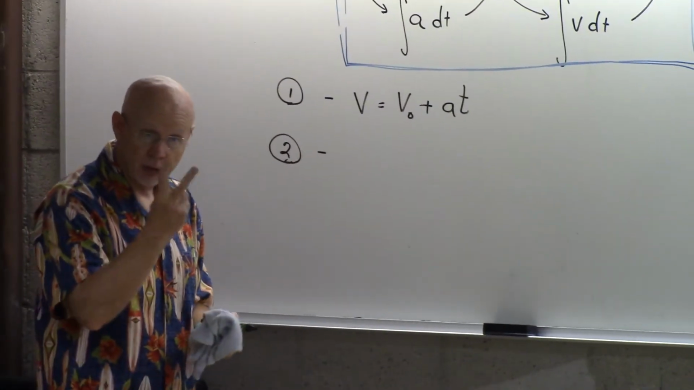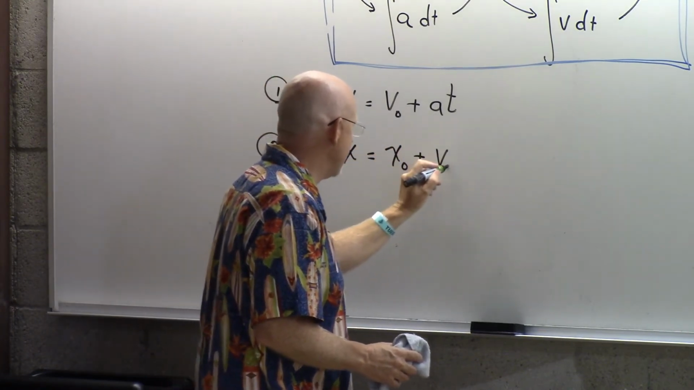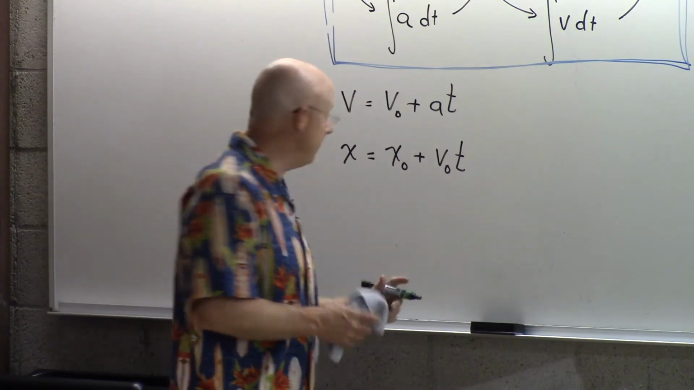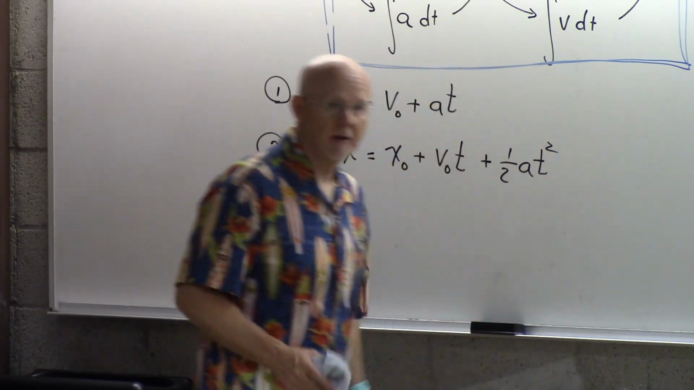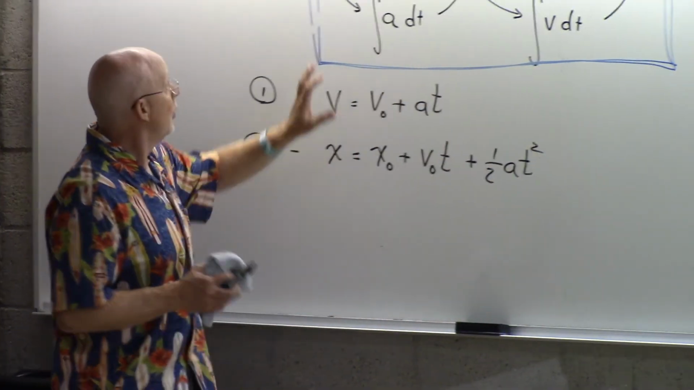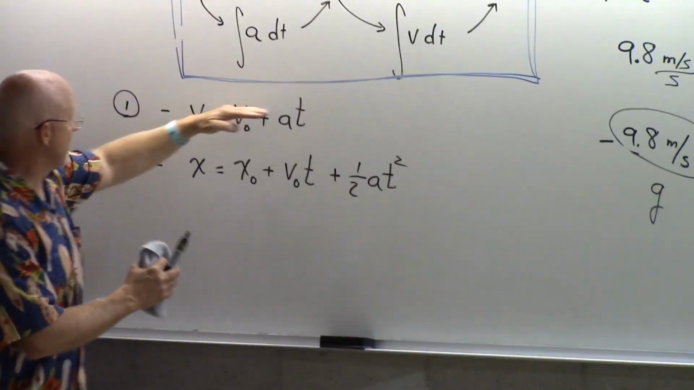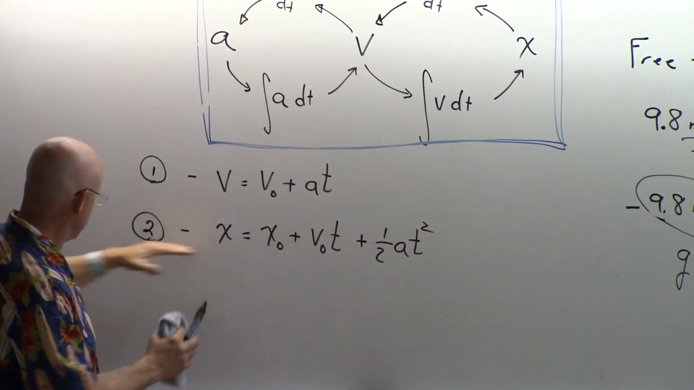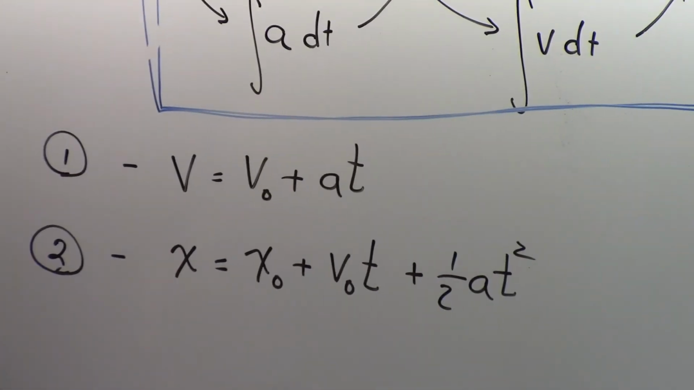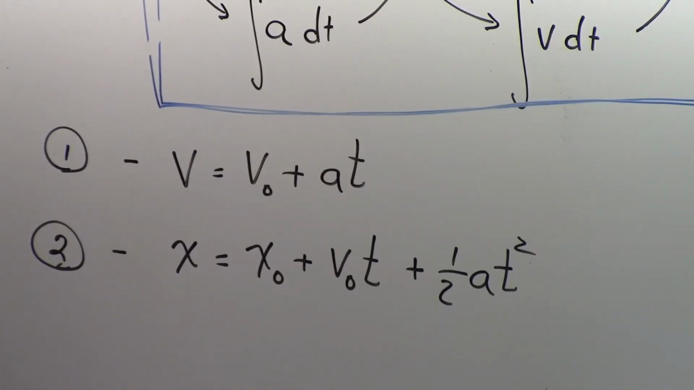If we call that x naught, we end up with what I'm going to refer to as equation number 2. The position is the initial position plus the initial velocity multiplied by time, plus 1/2 a t squared. And that's how we went from a given acceleration. We could integrate once to get an equation for velocity, integrate a second time to get an equation for position. And so that's our 2 kinematic equations.